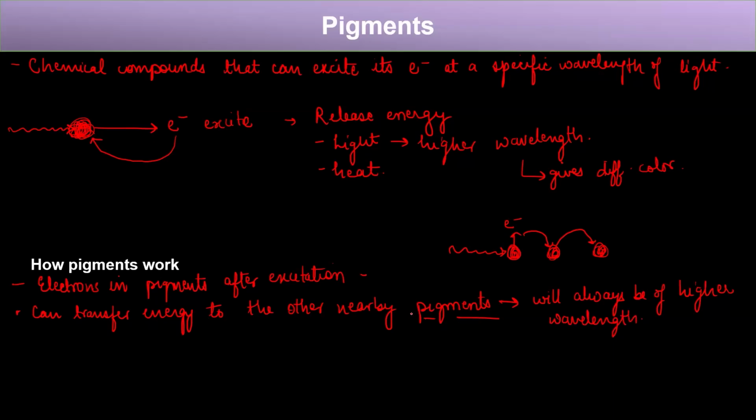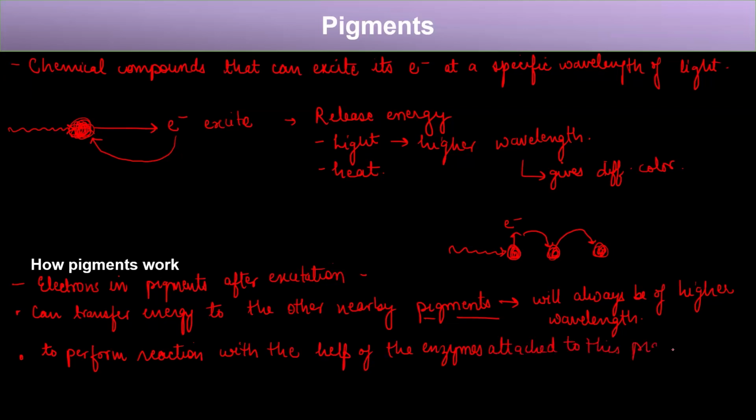Now, what is the second thing that this pigment can do? After its electron excitation, this pigment can help in enzyme catalysis. So it will help to perform a chemical reaction. You can say it helps in performing a reaction with the help of the enzymes that are attached to this pigment.